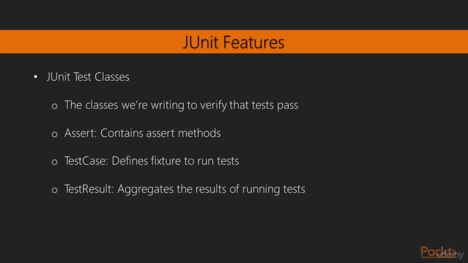Now in JUnit 3 we would extend a test case class, but in JUnit 4 with annotations it's not as necessary. We can use annotations to determine which tests we want to run. And then finally a test result class will aggregate together the result of running tests.